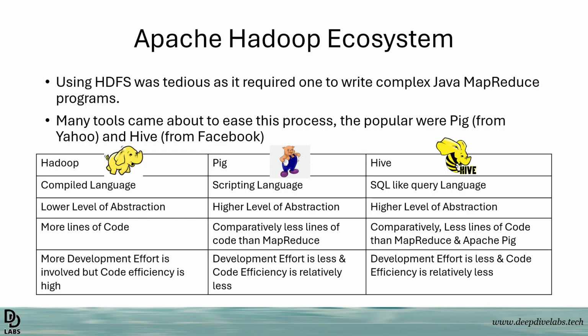Again, Hive. Hive was developed by Facebook. Hive is a more SQL-like query language, so it also was a higher level of abstraction. What higher level of abstraction means is you write all your processing as a SQL query, so that the Hive framework will convert it internally into the MapReduce paradigm, right? So comparatively fewer lines of code than both Apache Pig and MapReduce resulted in Hive. Development effort was much less. Of course, coding efficiency was relatively less as well.